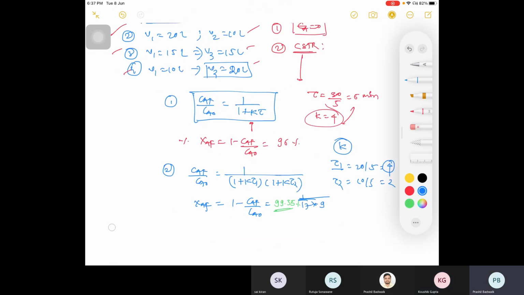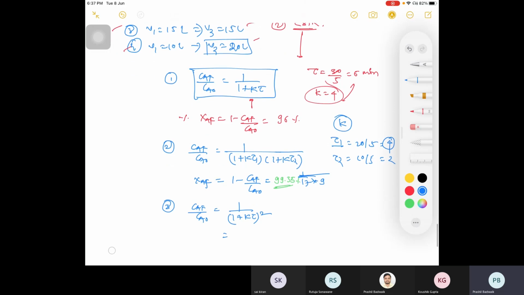In the third case, you have equal volume CSTRs. So CAF divided by CA naught is equal to 1 upon 1 plus k tau to the power 2, right? And substitute n is equal to 2. So in this case, your tau is what? Volume is 15 divided by 5.